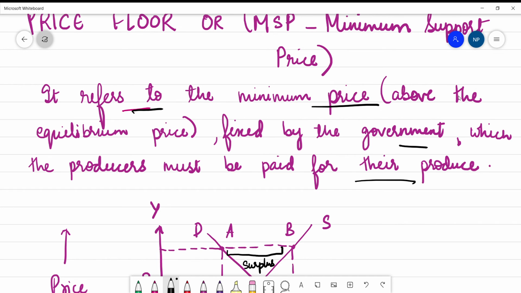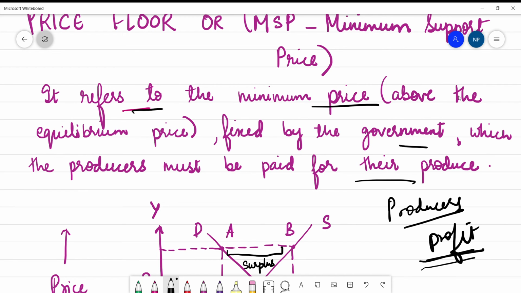For example, when the government feels that the price fixed by the forces of demand and supply is not remunerative from the producer's point of view, then it fixes a price known as the price floor, which is more than the equilibrium price. That means these producers are very clever. They try to earn their profit only. When the government sees that whatever they are producing is of higher quality, and the producer is getting more profit but paying very little to the government, there is a certain policy that they have to pay a particular tax.